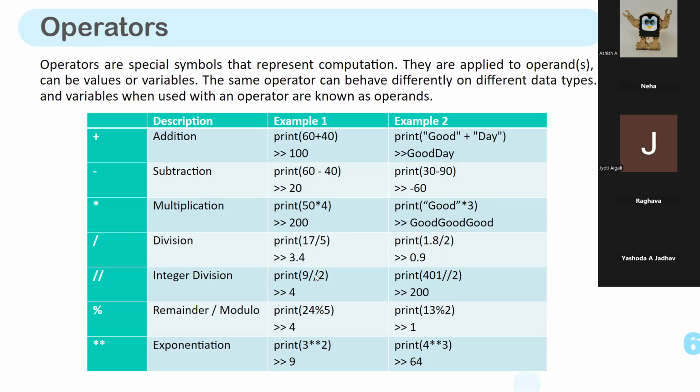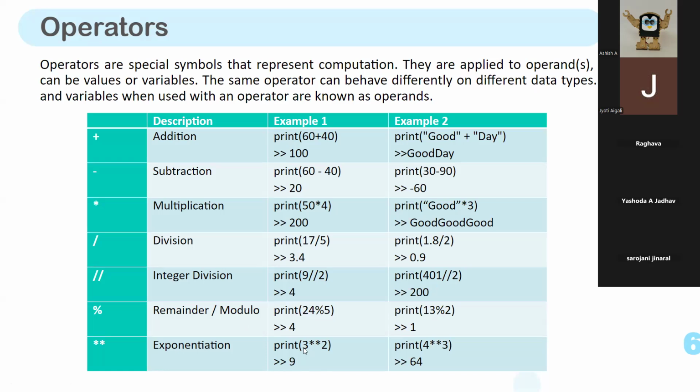Integer division: 9 by 2 is equal to 4. So 4 is the maximum number of times it can go. And 401 by 2, it will go up to a maximum of 200. Remainder or modulo: 24 percent 5, this is the remainder. For example, 5 fours are 20, so 4 will be there. That 4 is the remainder. Similarly, 13 modulo 2 is equal to 1. So 2 into 6 are 12, so the remainder is 1.